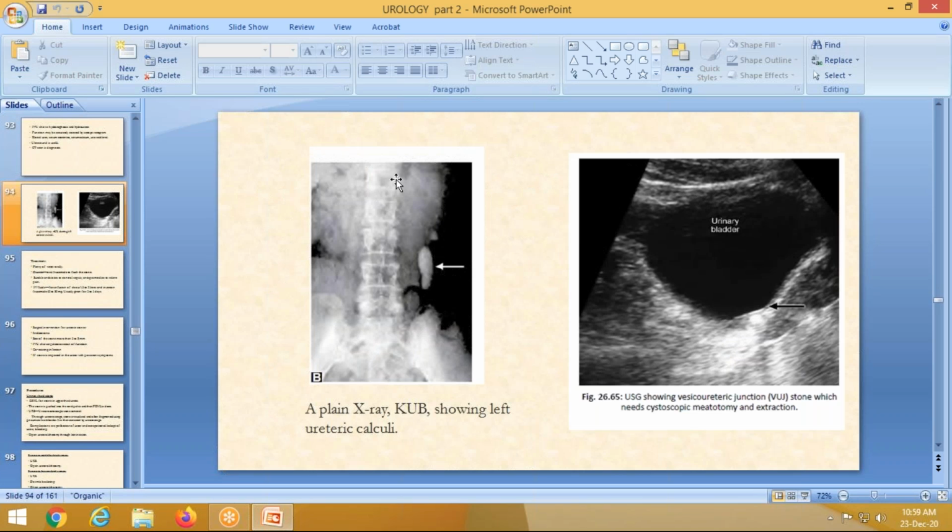So this is the plain X-ray of the abdomen. You see there is a ureteric stone present in the course of the ureter, just related to the transverse process of the vertebrae. This is the lumbar vertebrae. Here in the ultrasound of the ureter, you can see the intramural portion of the stone. This is the intramural portion of the stone. You can diagnose by the ultrasound of the abdomen and bladder.